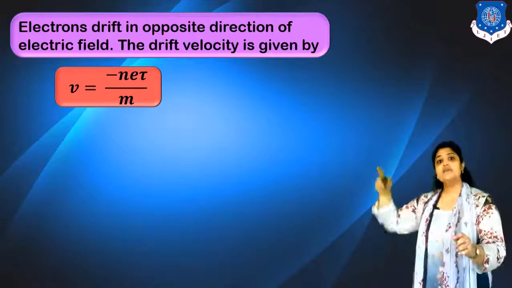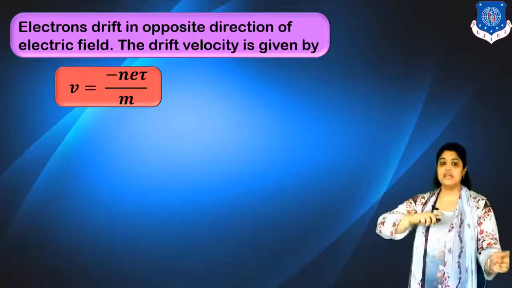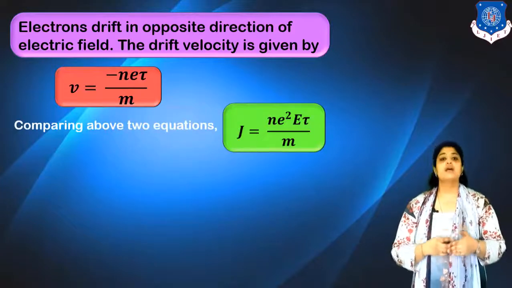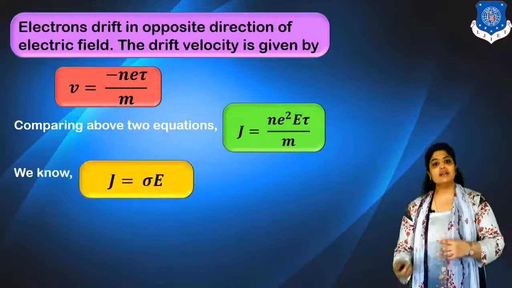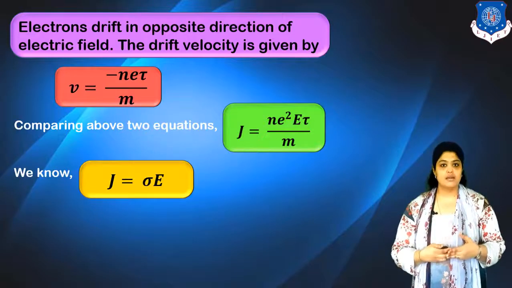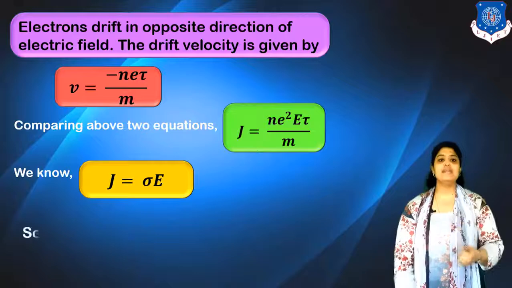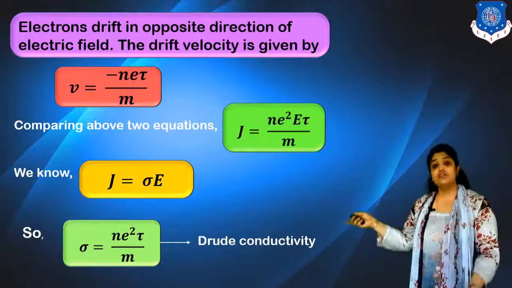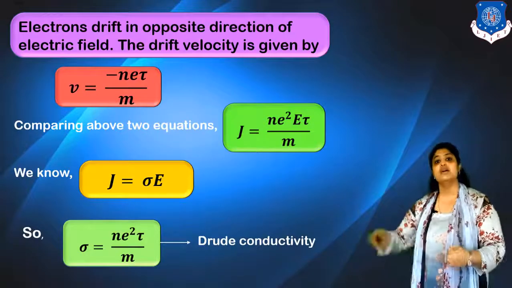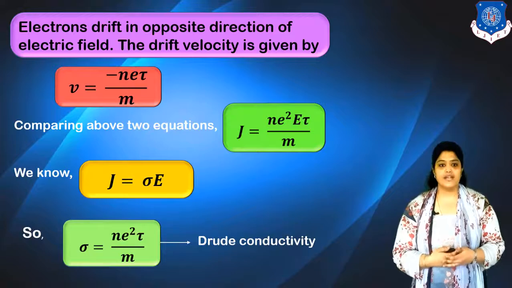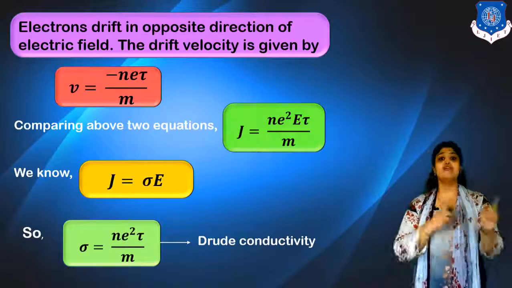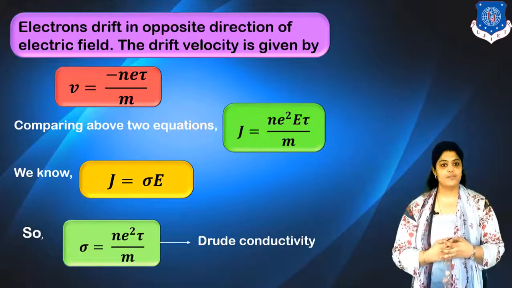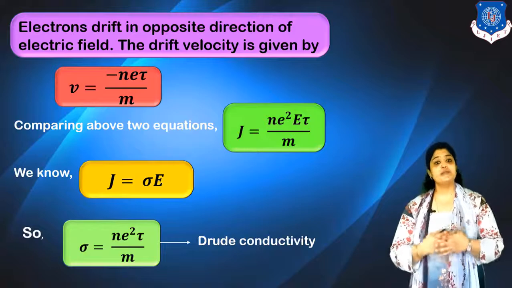And I can substitute the equation of velocity from this equation in the previous equation and I will be getting J = ne²Eτ/m. Now we know that J is related to conductivity as J = σE. So if I compare these two equations, I will be getting σ = ne²τ/m, and this equation which is derived on the basis of the assumptions of Paul Drude is what is known as the Drude conductivity. And this is the equation which, if you remember, we had already derived while covering the topic of free electron theory. So this was the first application which is based on the Drude model.